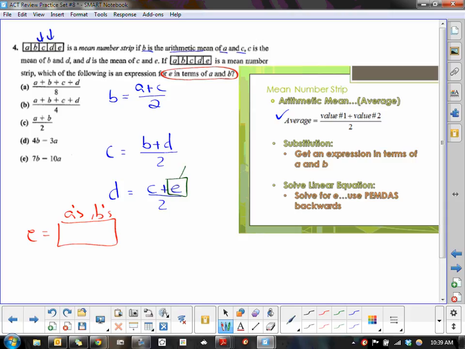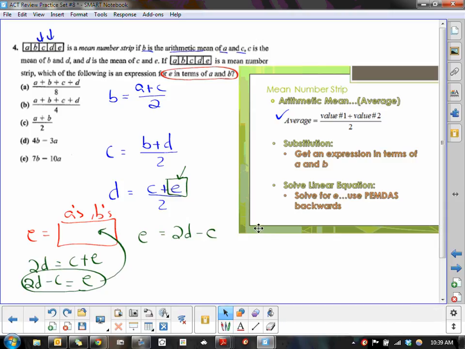So if I solve this for E, I'm going to multiply times 2. So it's 2 times D equals C plus E. That means E would have to equal 2 times D minus C. So here's an expression for E, but unfortunately it is not in terms of A's and B's. So I'm going to rewrite that here. E equals 2 times D minus C.